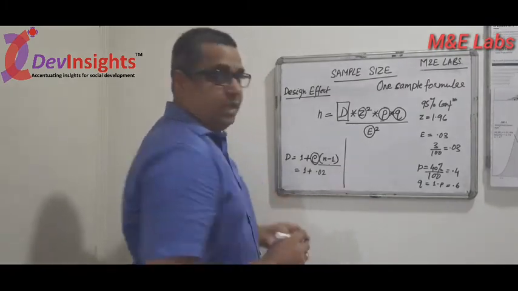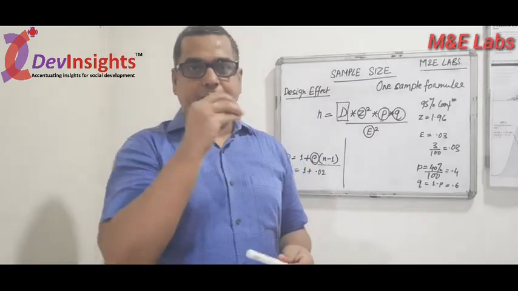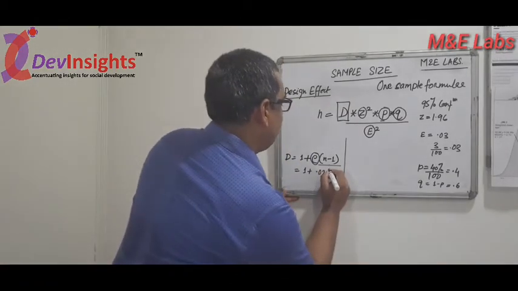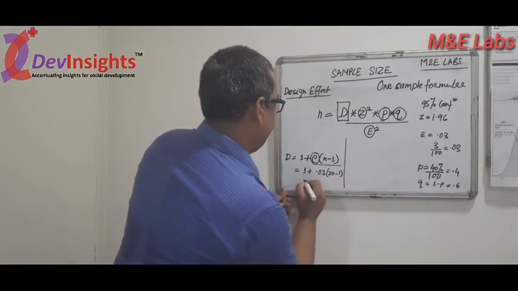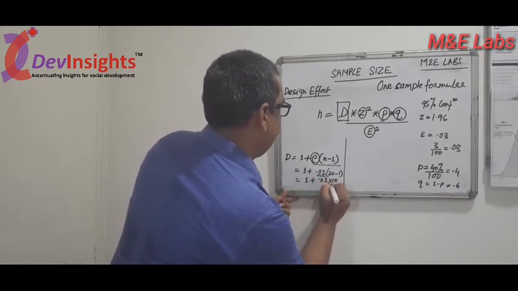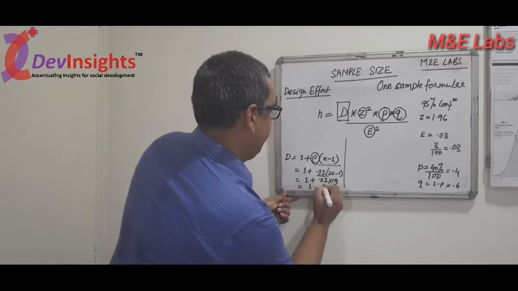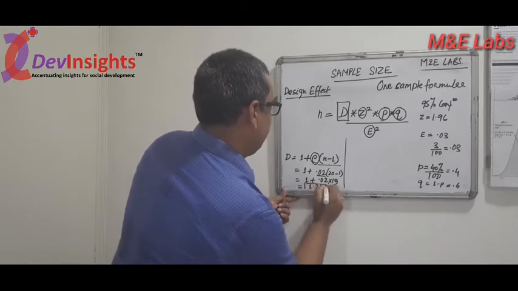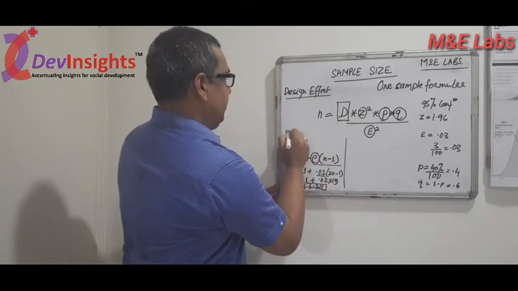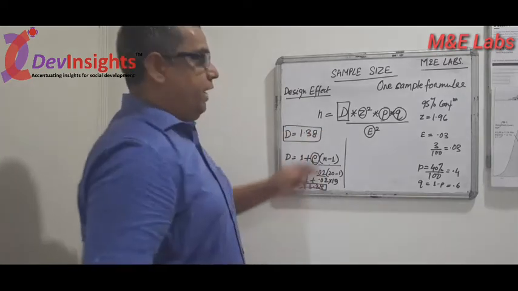For example, the cluster is, let's say, the village that we are going to. So in a particular village, we are thinking of covering 20 households. So n is 20, right? So 20 minus 1. So this is equal to 1 plus 0.02 into 19. This is equal to 1 plus 0.38, so 1.38. So the design effect is 1.38. So we have gotten this value also. The D is equal to 1.38. Now we have all the values.